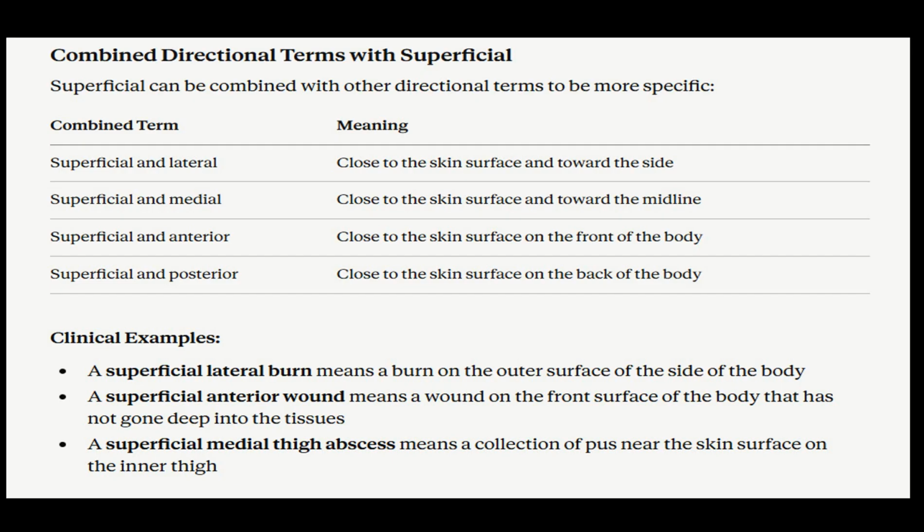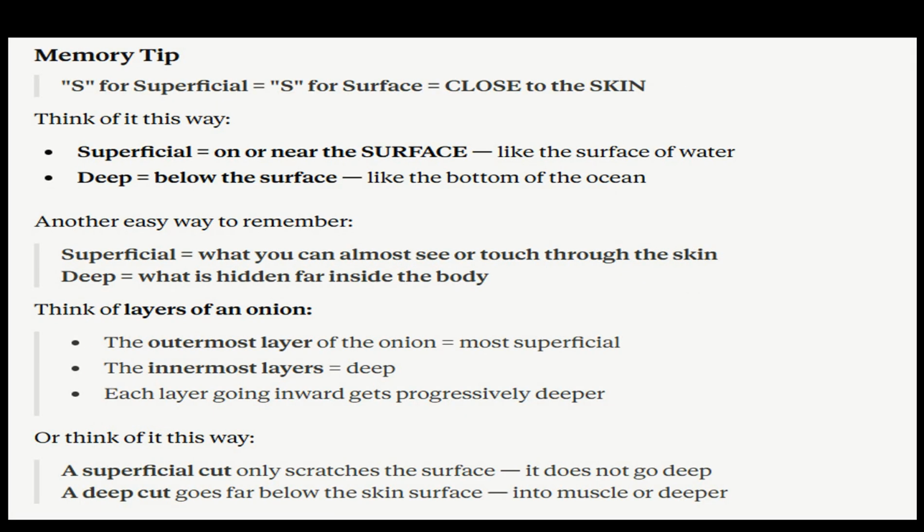Now we have learned so many things related to superficial. So how will we remember it, because other terms are also there, right? So there are some tricks that you can refer to. Here you can see in superficial, the first letter S stands for surface. Surface means close to the skin. So superficial is on or near the surface, like the surface of water. Deep means below the surface, like the bottom of the ocean. Okay, so superficial is what you can almost see or touch through the skin, but deep is what is inside, what is hidden far inside the body.